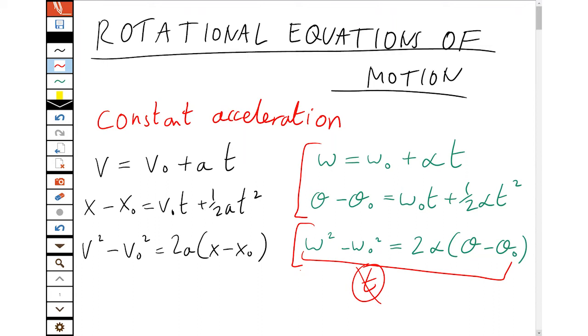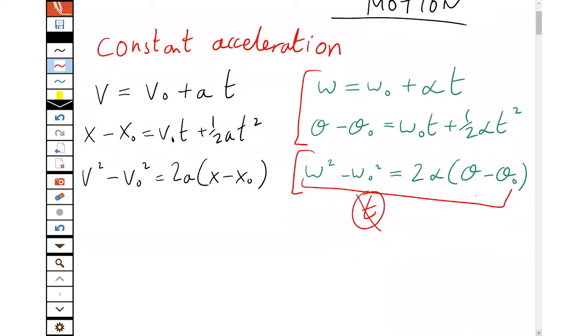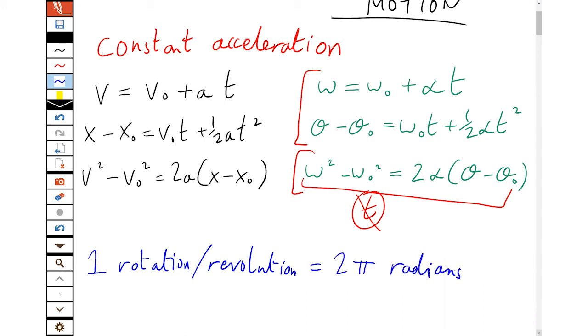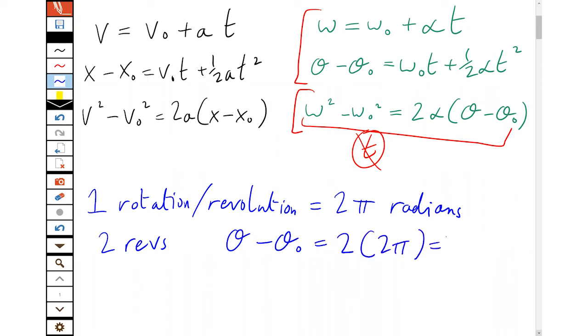Now notice there, we said rotations or revolutions, and that's not actually a unit of angle that we've been using. So we have to watch how to do that. And what we remember is that one rotation or revolution is a full circle. So that's 2 pi radians. So for example, if we say something does 2 revolutions, that means the change in angle is 2 revolutions. So that's 2 times 2 pi, which is 4 pi radians.